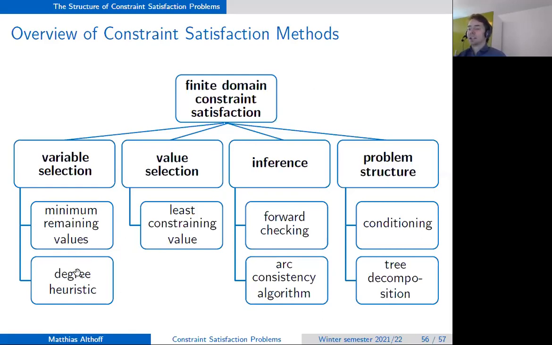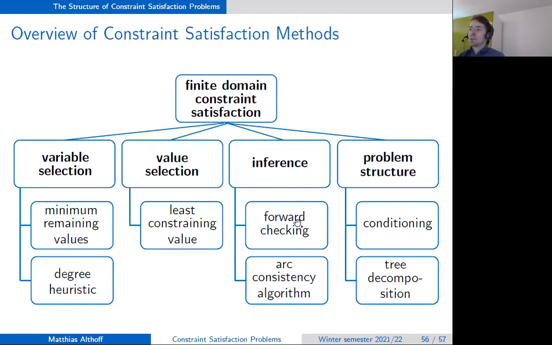Okay, then after we've selected the variable, we had to choose which value we want to choose next. There we use the least constraining value heuristic, meaning that we always choose the value of a variable that constrains the connecting variables as little as possible. So this is sufficient for search. However, when you just use pure search, you might have to backtrack, and to avoid unnecessary backtracking, we can use inference to foresee whether a certain choice will result in an infeasible problem or not.